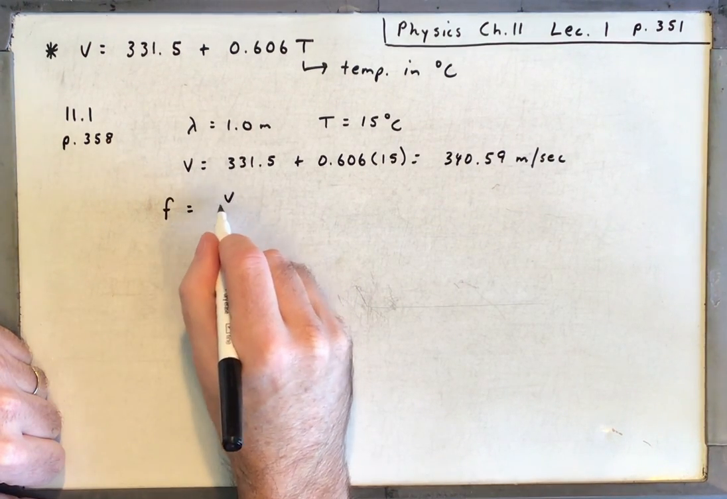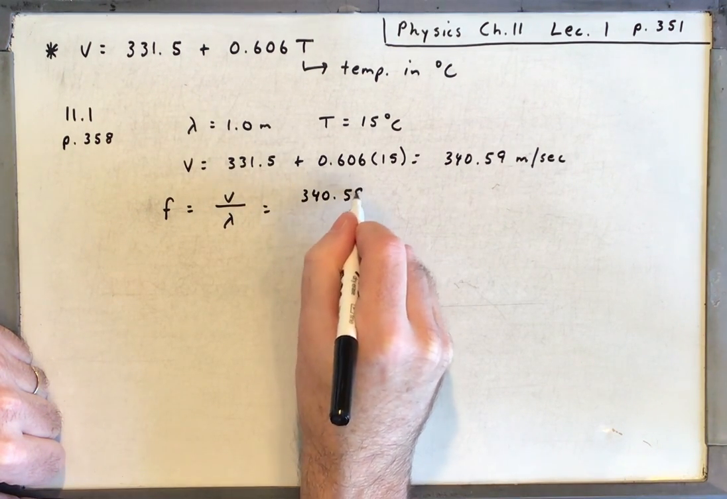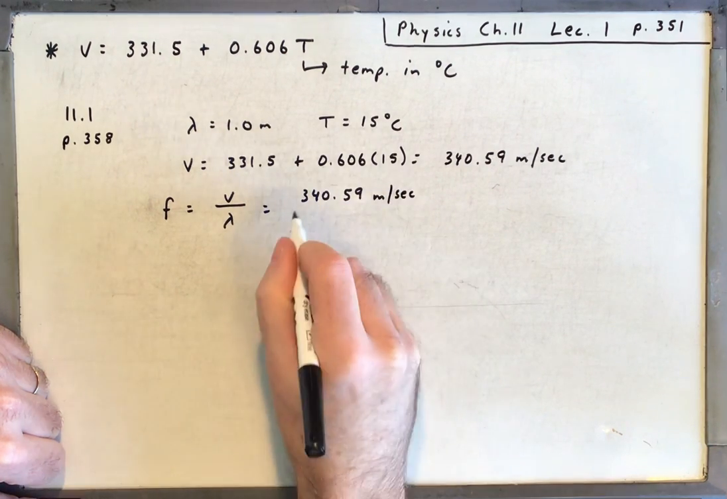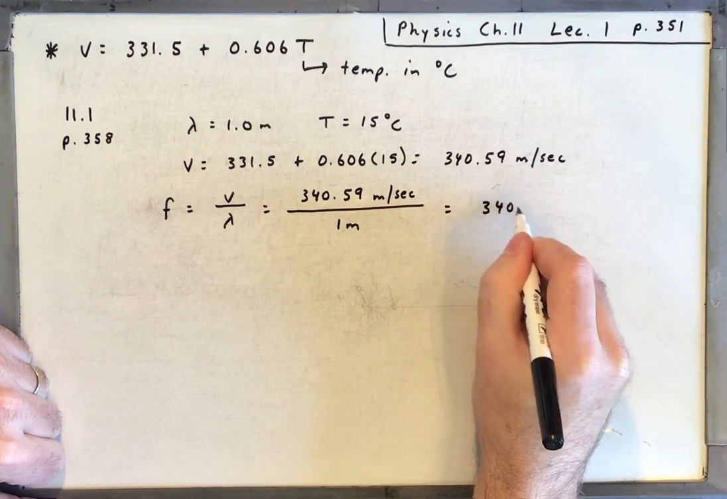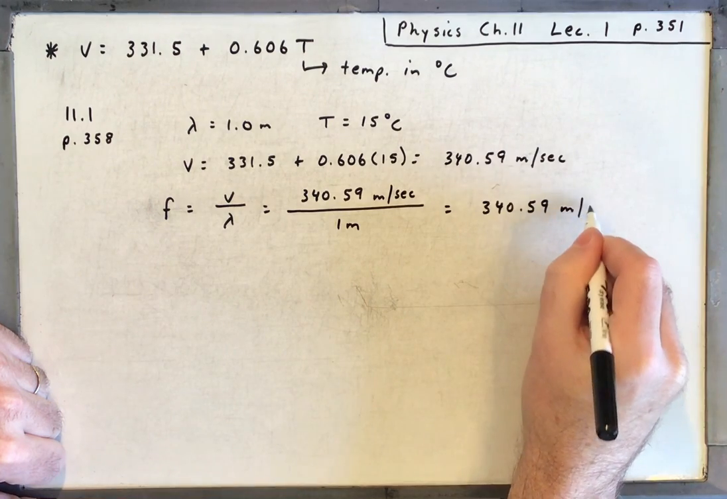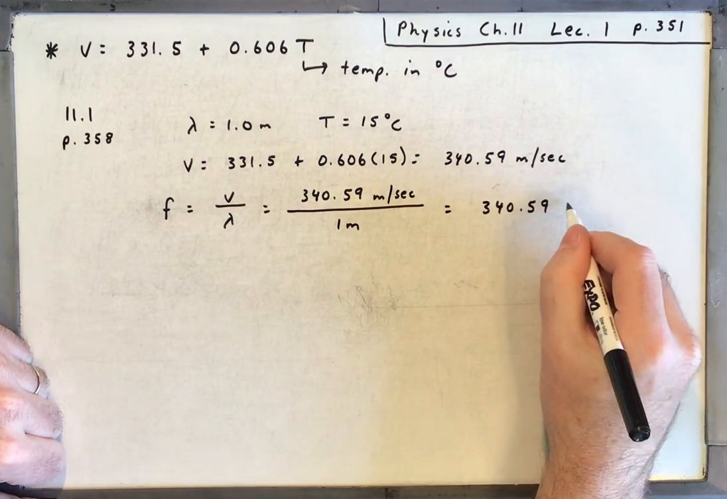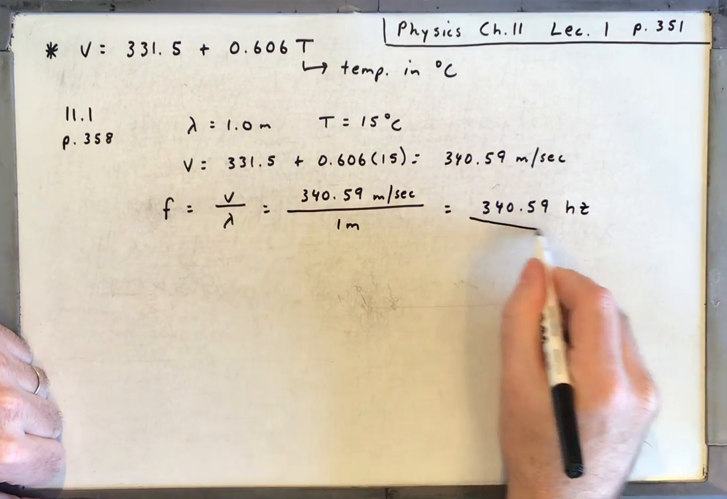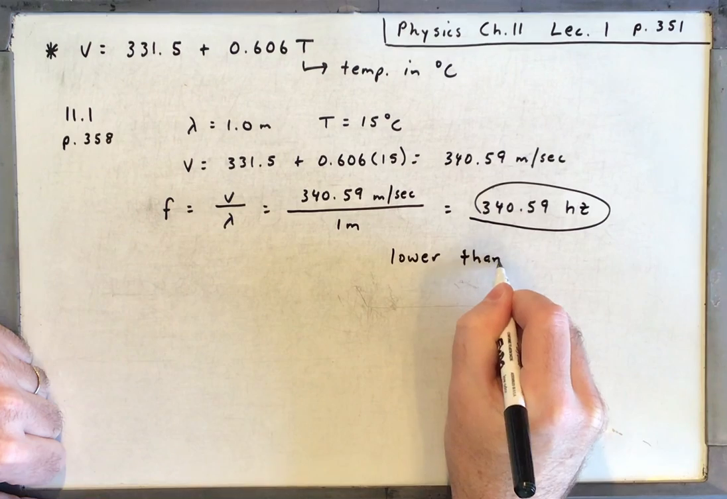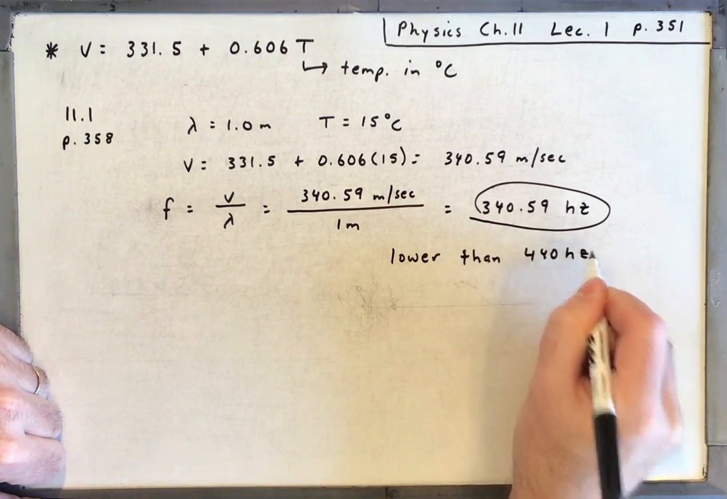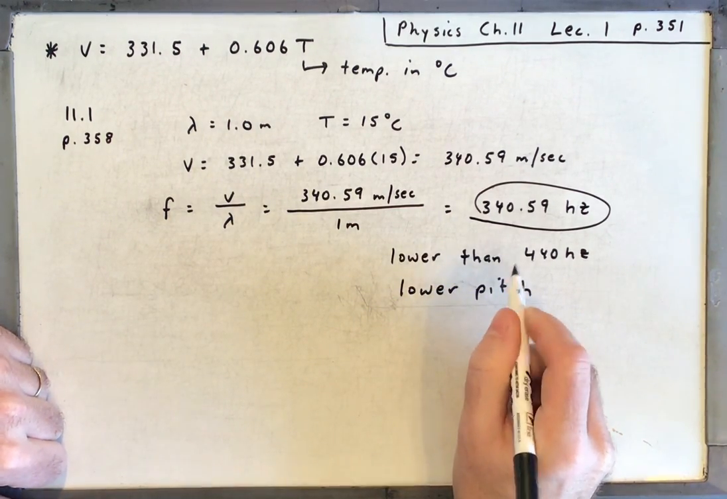Frequency is going to be the velocity over the wavelength, 340.59 divided by 1 meter. All right, hopefully you don't need your calculator for that. That's 340.59, and the unit, not meters per second, is hertz. The unit for frequency is hertz, and that's lower than 440 hertz, so it will have a lower pitch than the standard A.